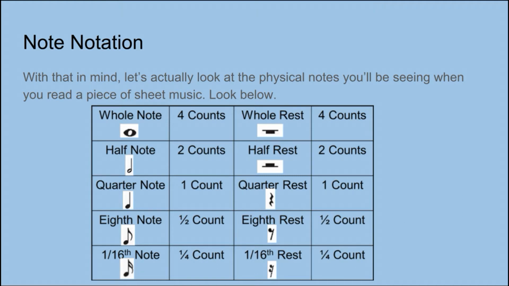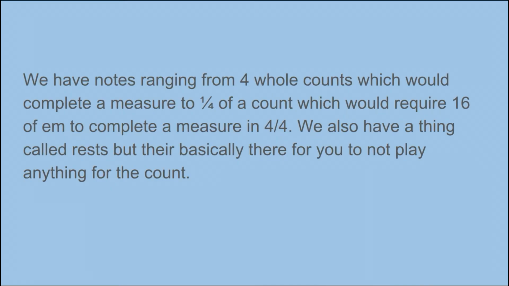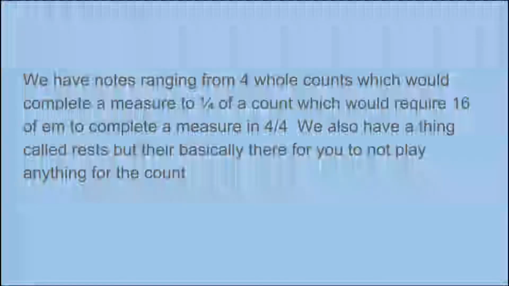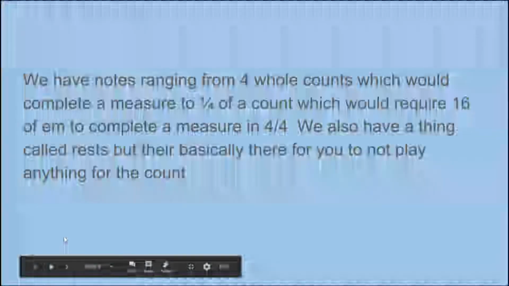With that in mind, let's actually look at the physical notes you'll be seeing when you read a piece of sheet music. Look below at the chart. Take your time. Don't worry about the rest thing. We'll get to those. We have notes ranging from 4 whole counts, which would complete a measure, to 1/4 of a count, which would require 16 of them to complete a measure in a time signature of 4 over 4. We also have rests, but they're basically there for you to not play anything, and you just count it as empty space.